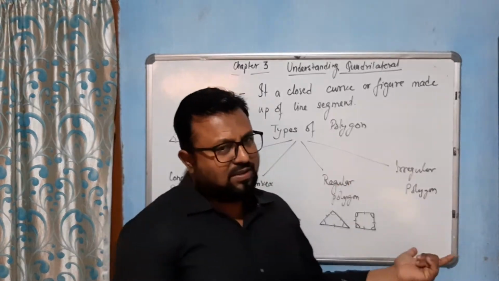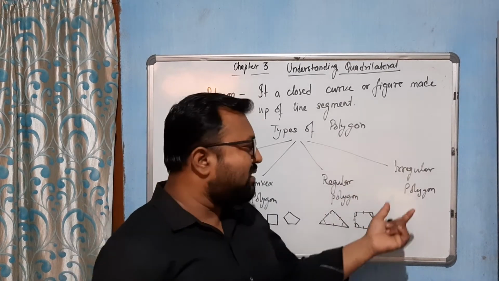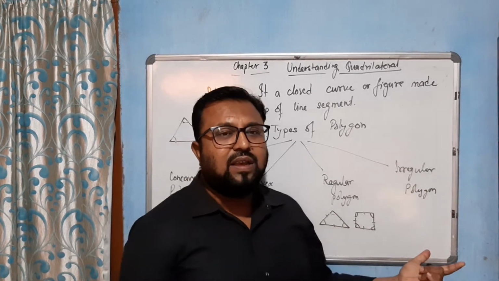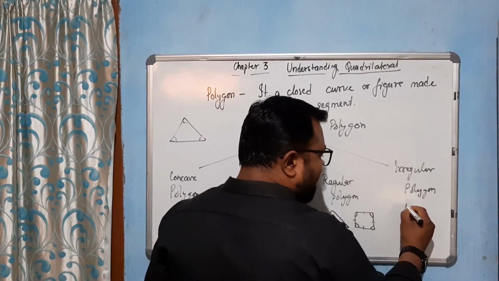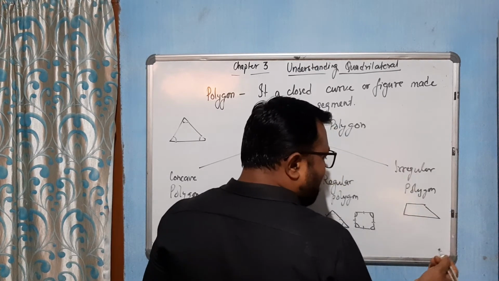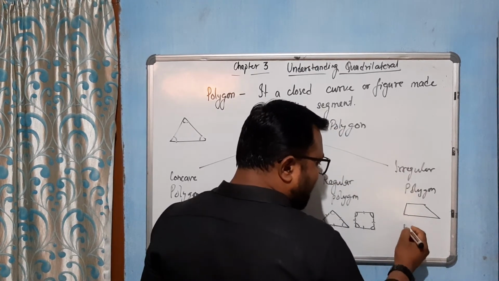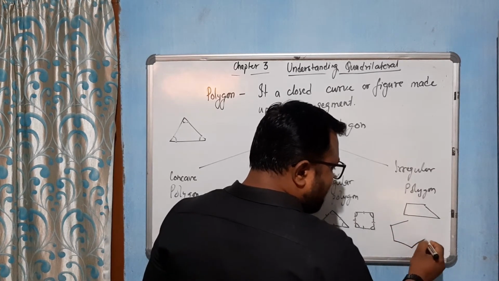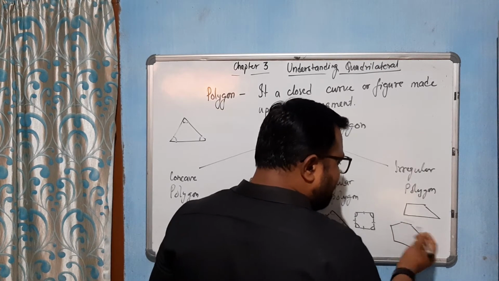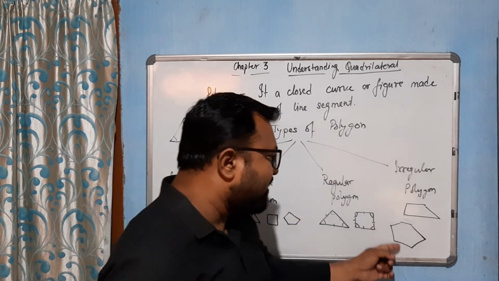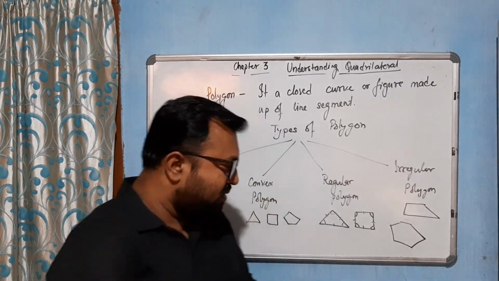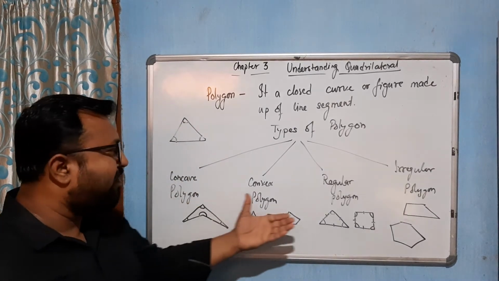And irregular is very easy. Opposite of regular means it's not necessary that the angles as well as the sides should be equal. Maybe you can see a trapezium like this. Okay, trapezium. Or any irregular six-sided figure like this, with one more side like this. It is not mandatory that the angles and sides should be equal. So these are the types of polygons.